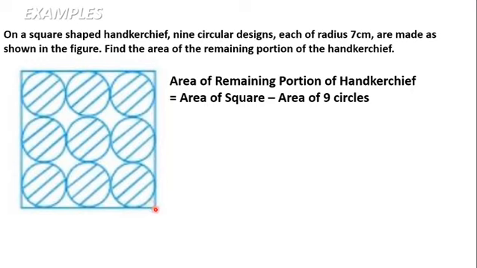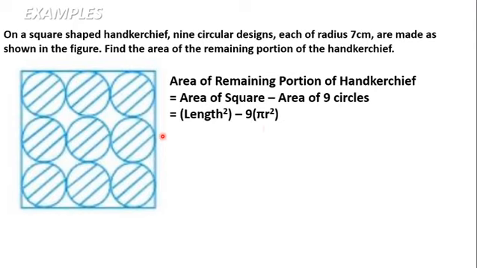Okay, now obviously we know what the area of a square is. It is the length raised to power 2. That is, if we can know the length of one of the sides of the square, then we just raise that to power 2, and then we have the area of the square. And of course we also know that the area of a single circle is pi r squared. We'll find the radius, and then we multiply that by itself and multiply that by pi, and that will give us the area of a single circle. But there are 9 of them, so we have length squared, which is the area of our square, minus 9 pi r squared, which is the area of 9 circles that are drawn in this square-shaped handkerchief.